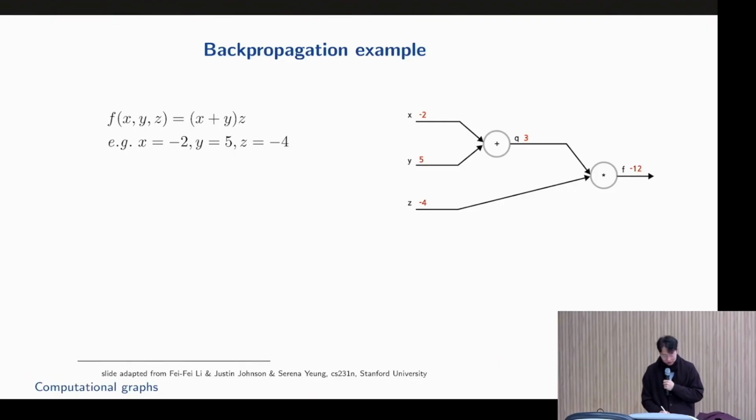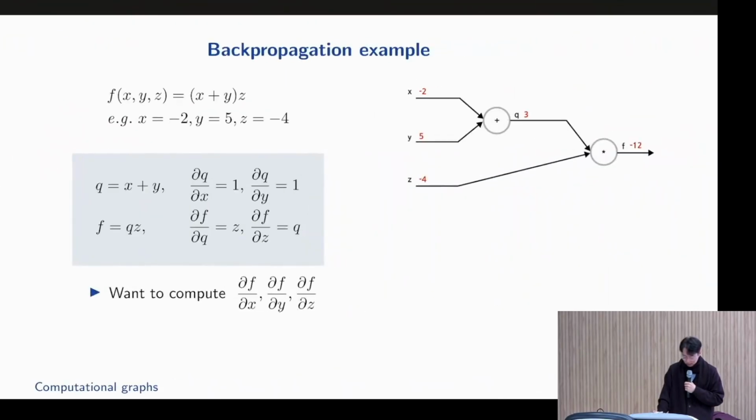Okay, so let's do a very simple example. We have this computation where there are three inputs, x, y, z, and all it does is it adds x and y and multiplies it by z. And here inputs are -2, 5, and 4. And we're going to do a forward pass and backward pass.